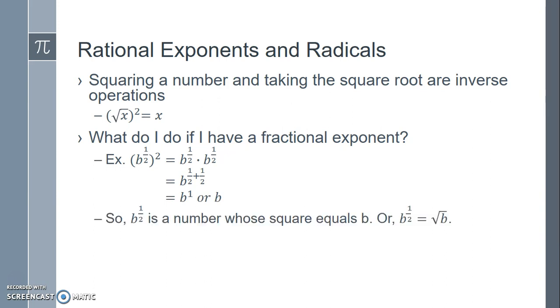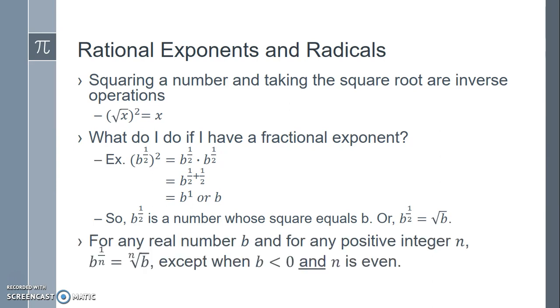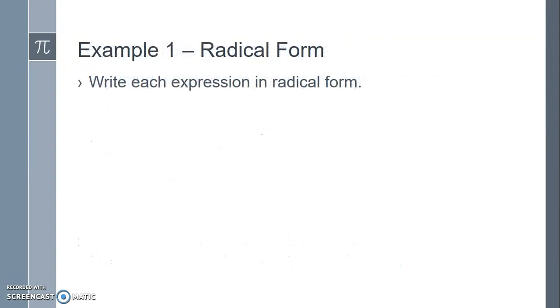So b to the 1/2 is a number whose square equals b, or b to the 1/2 equals the square root of b. So b to the 1/2 and the square root of b are the same thing. In fancy math terms, for any real number b and for any positive integer n, b to the 1 over n equals the nth root of b, except when b is less than 0, so a negative number, and, keyword there is and, n is even. So b cannot be negative while n is even. That's very important.